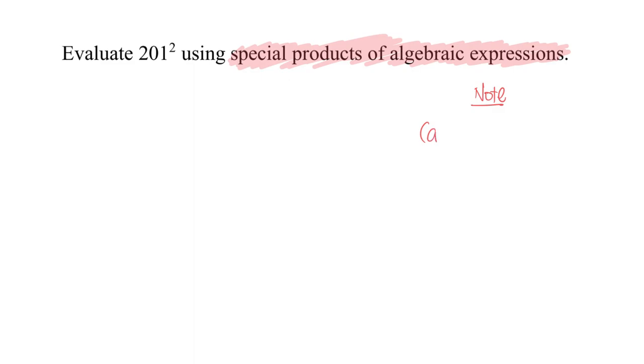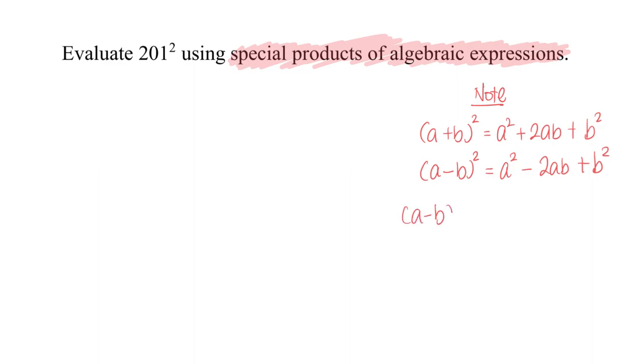It could be (a plus b) bracket square. So this one will give me a square plus 2ab plus b square. It could also be (a minus b) bracket square, which is equal to a square minus 2ab plus b square. It could also be (a minus b) times (a plus b), since this one will give me a square minus b square.